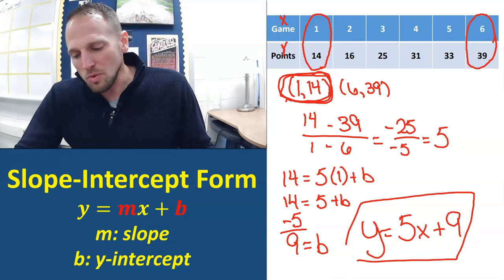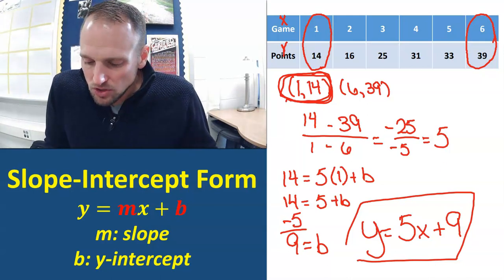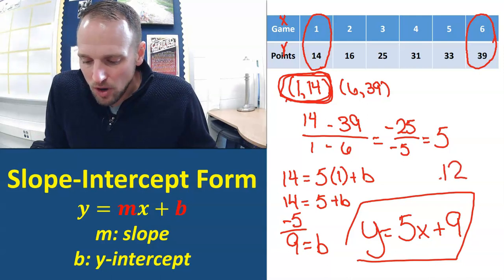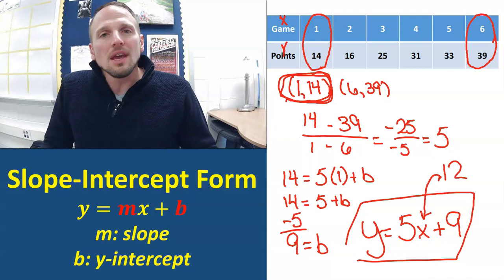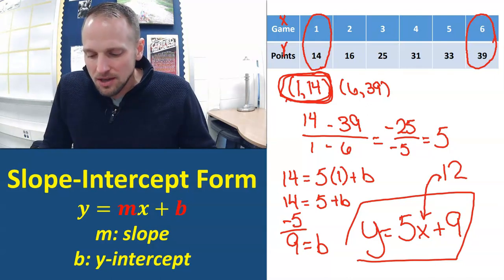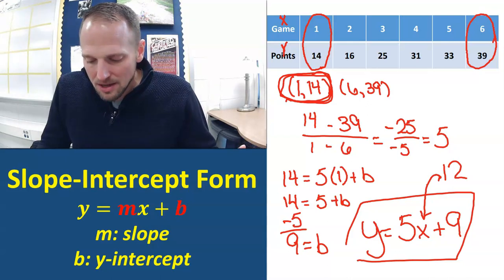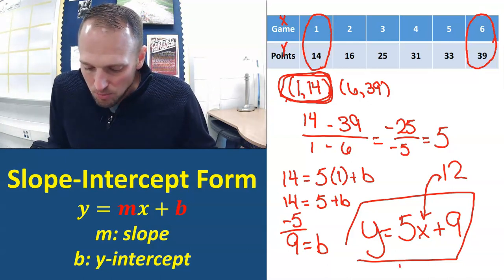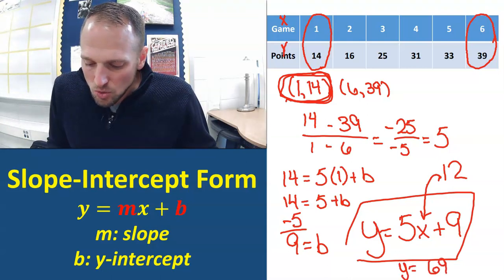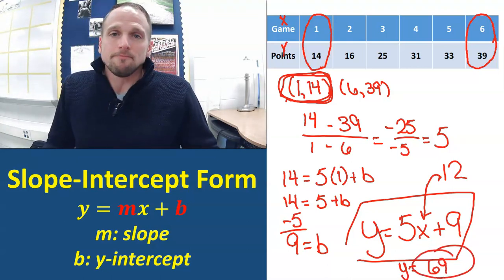So let's make a prediction with this. What that means is we just have to put 12 because it's game 12, and the games were our x's, so we have to put 12 in for x and see what we get. So 5 times 12 is going to be 60, plus 9 is going to be 69 points. So that would mean that this team is going to score 69 points.